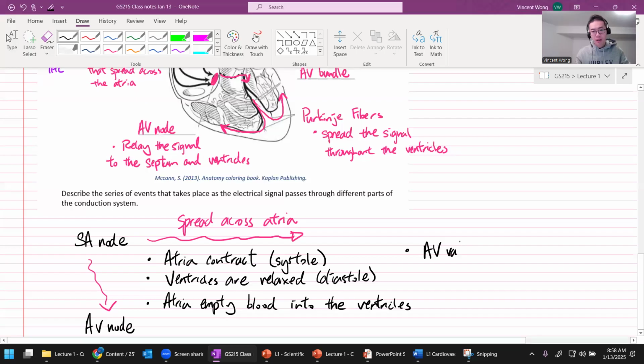So AV valves open. Now, as the ventricles are filling up, we don't want the blood to leave the ventricles just yet. We have to wait until the ventricles are completely filled up. So we need to close the exit, so to speak, which is why when the AV valves are open, the semilunar valves are closed.